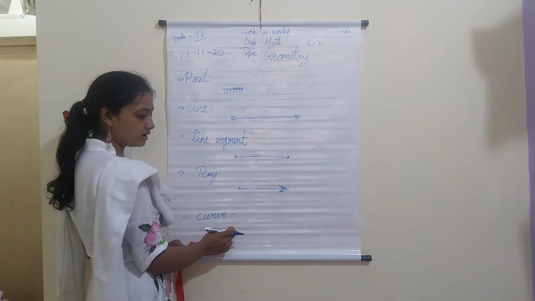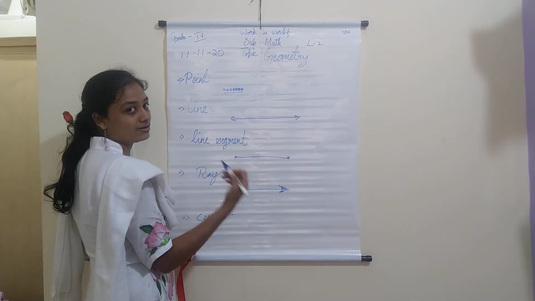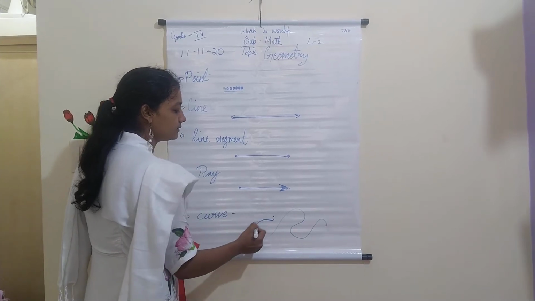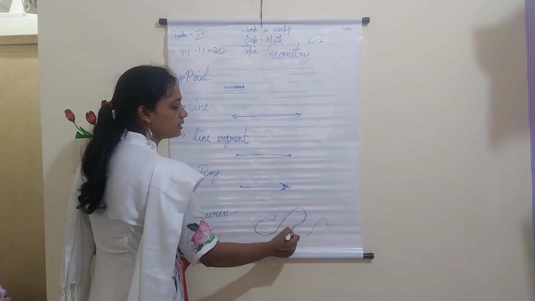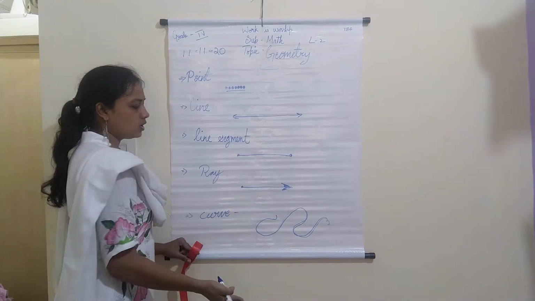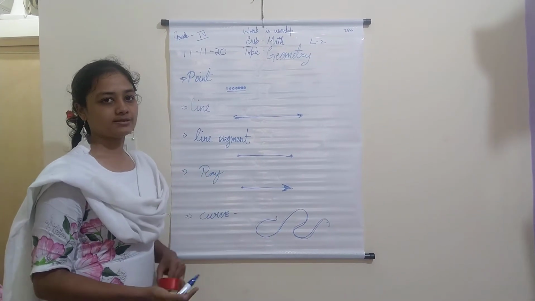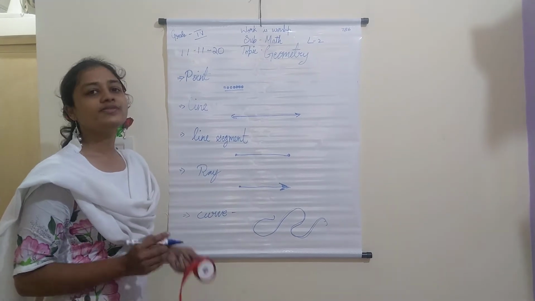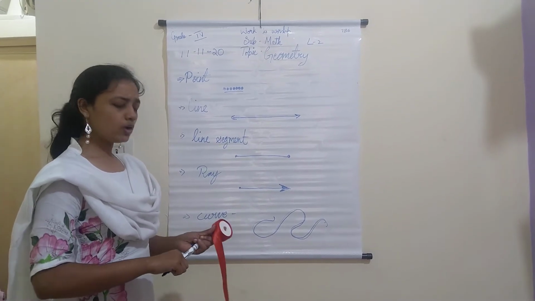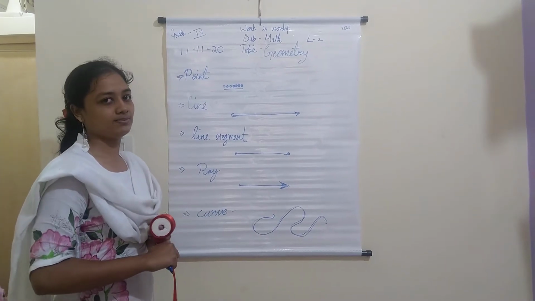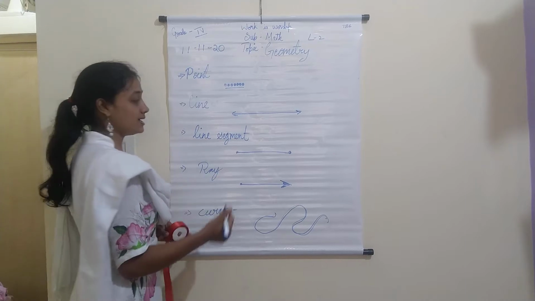Now what about this curve? A curve is not at all a straight line. Any random picture you draw is a curve. So now you have seen all the types of lines and we also have to learn how to name them. Just as we have our names, even the lines have names that we should give them.